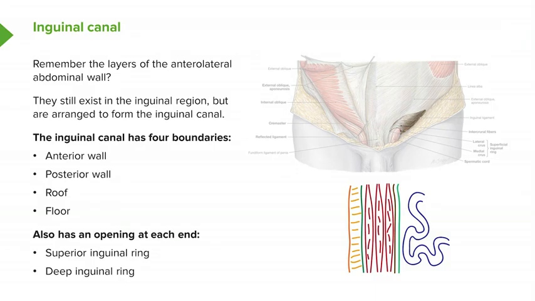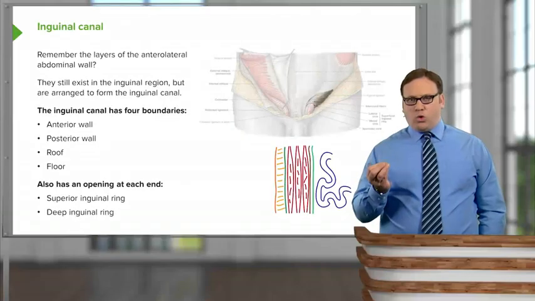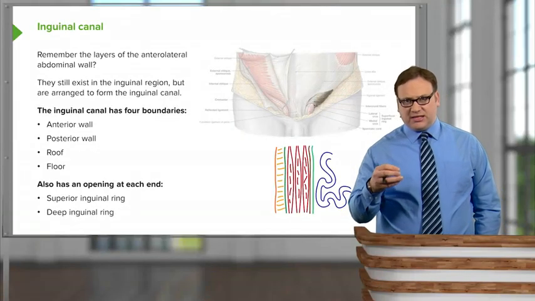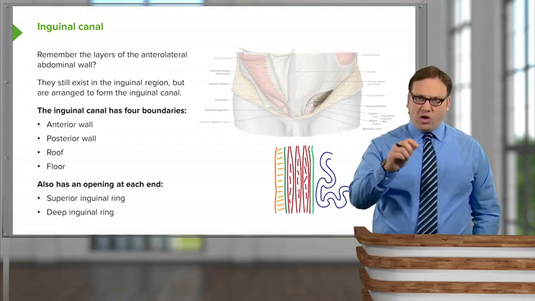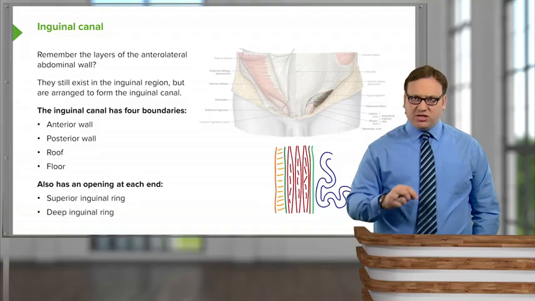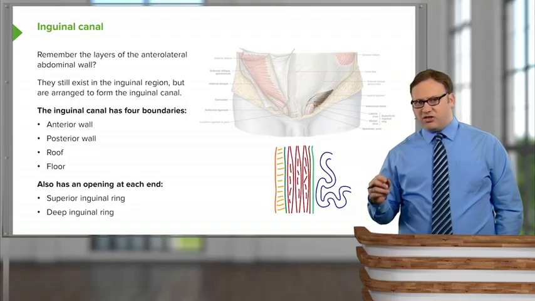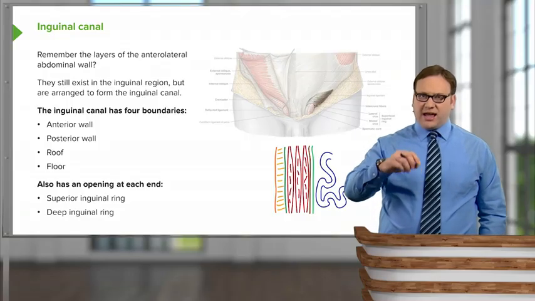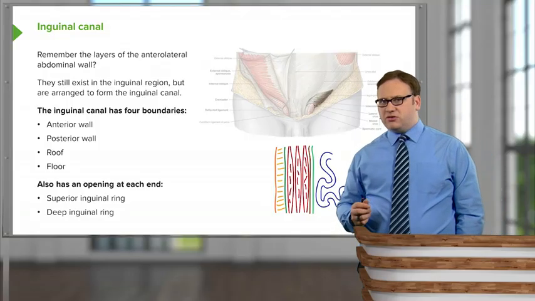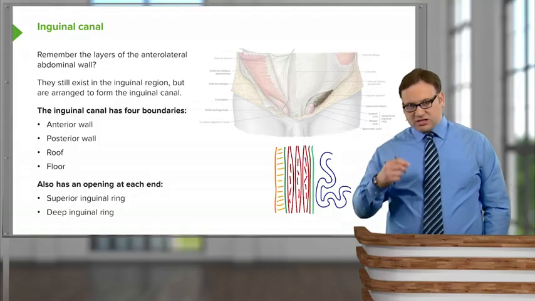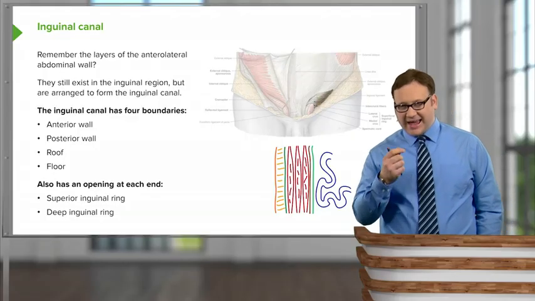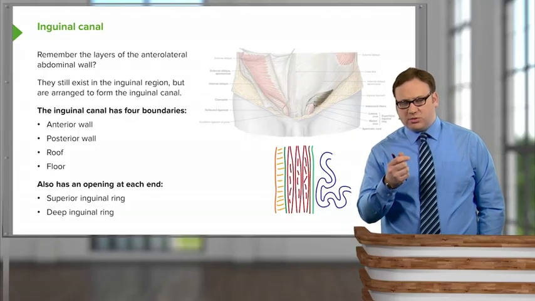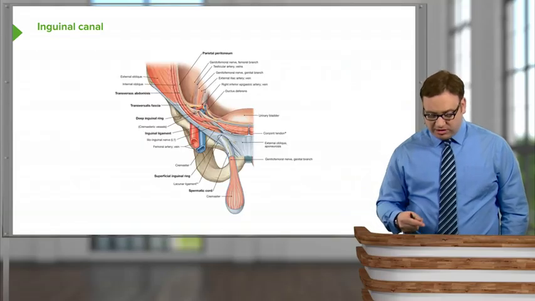And then it has a roof, and this is really important because the roof is formed from some arching fibers that start from the inguinal ligament and then run medially and posteriorly to attach to the pubic tubercle. By doing that, they create a channel that allows the spermatic cord, or the round ligament of the uterus, to pass through. This area is particularly complicated, so it's important to listen carefully and try to appreciate the nuances of this arrangement.